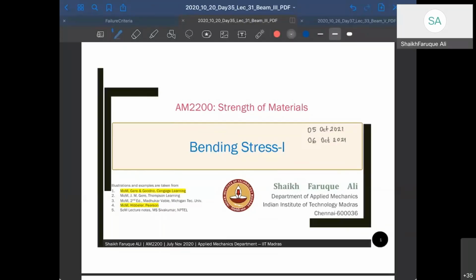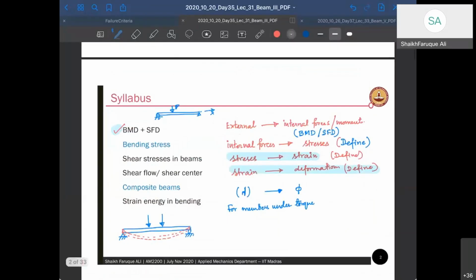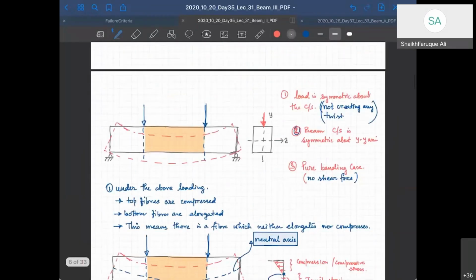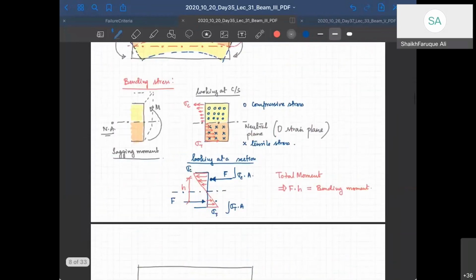We are into bending stresses, and we learned a few intricate details about bending stresses in the last class. Today we are going to quantify them, and we are going to see how these things work.